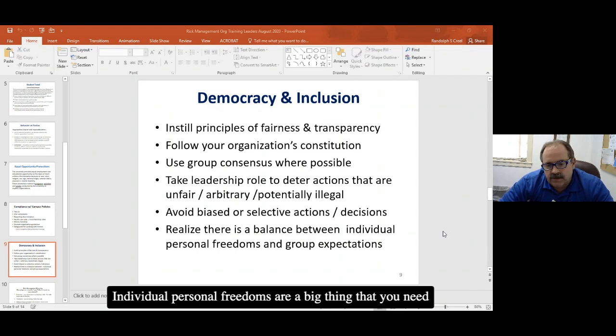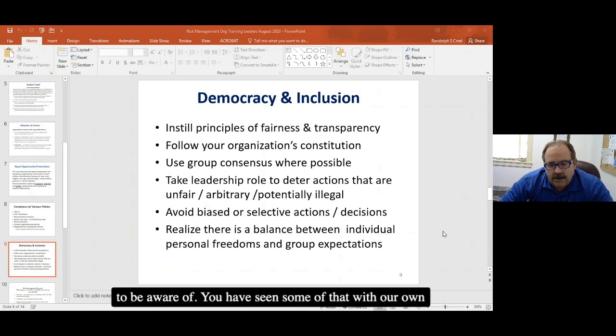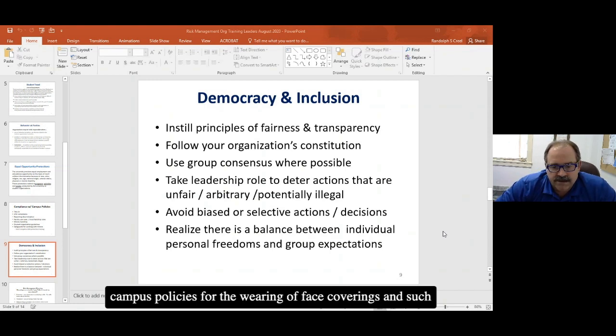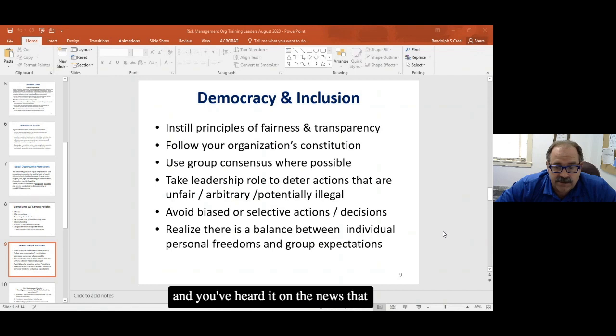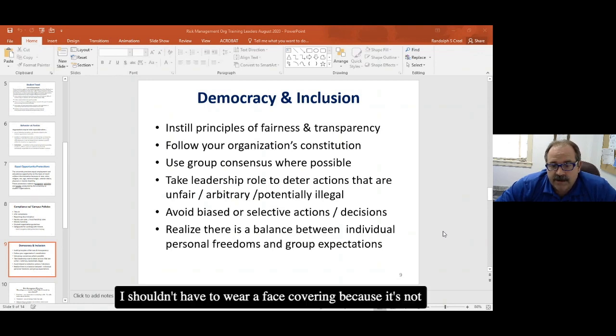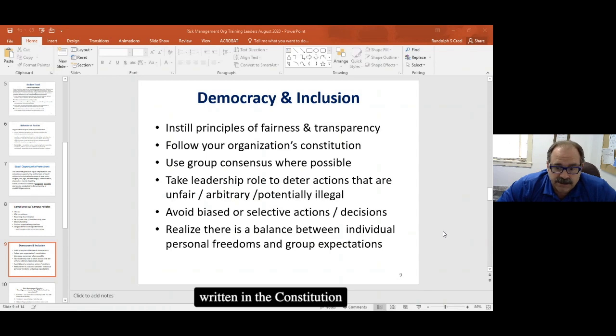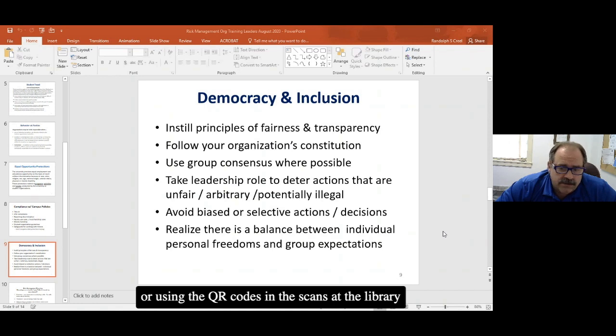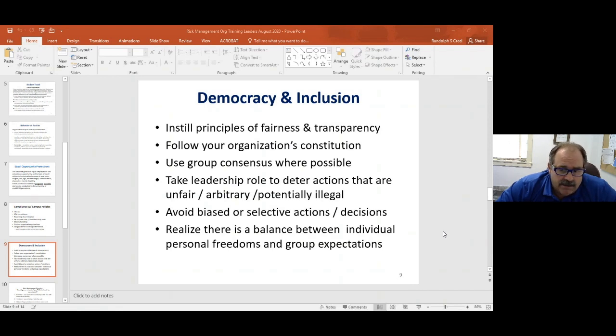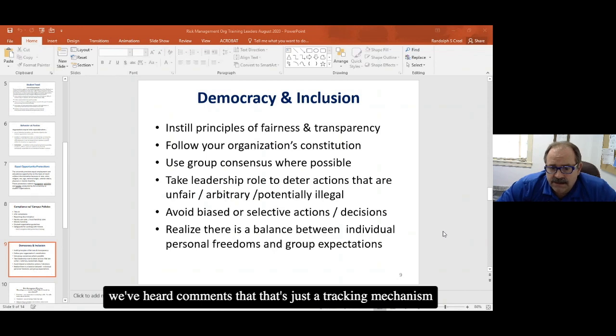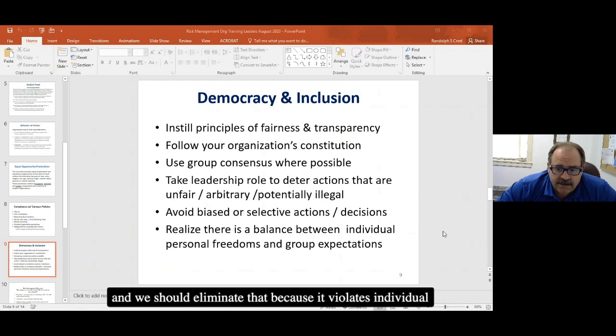Individual personal freedoms are a big thing that you need to be aware of, and you have seen some of that with our own campus policies for the wearing of face coverings and such. You've definitely heard it on the news that I shouldn't have to wear a face covering because it's not written in the Constitution, or using the QR codes and the scans at the library. We've heard comments that that's just a tracking mechanism, and we should eliminate that because it violates individual freedoms.